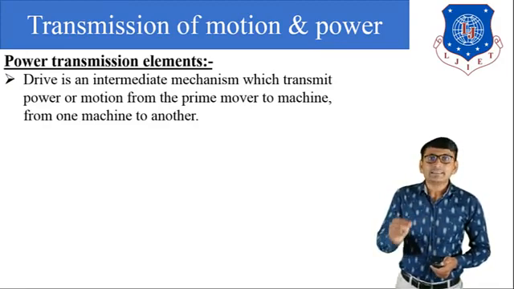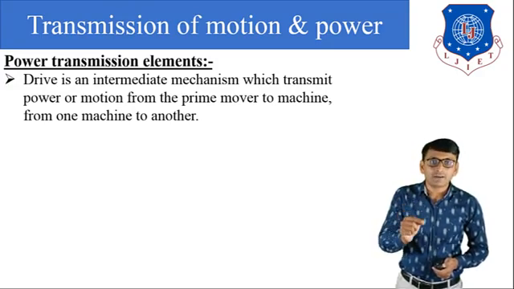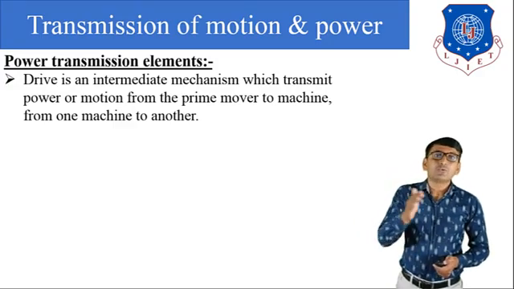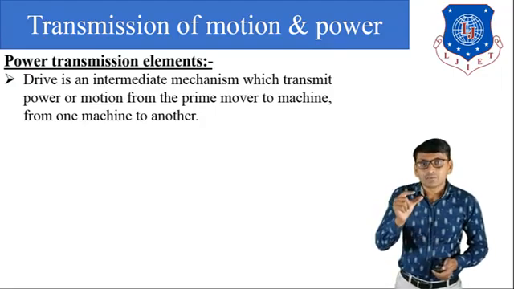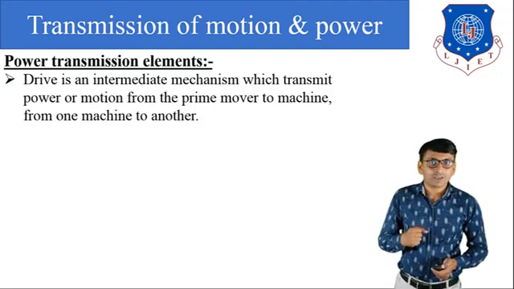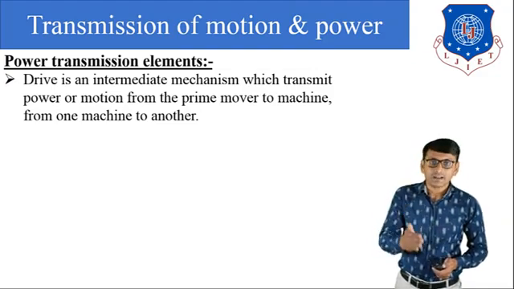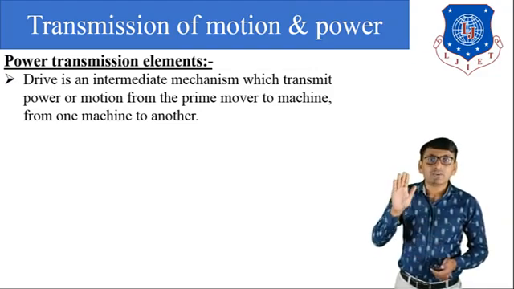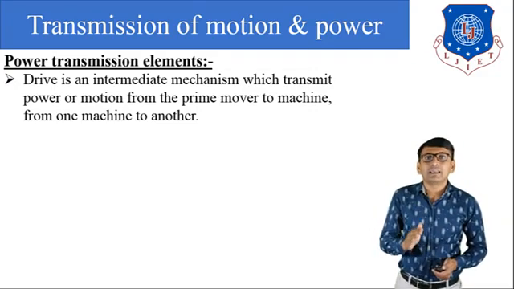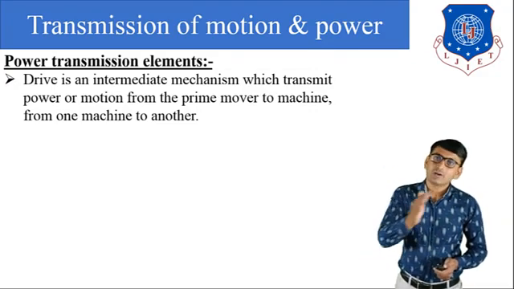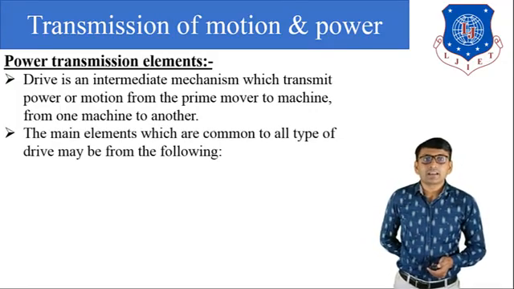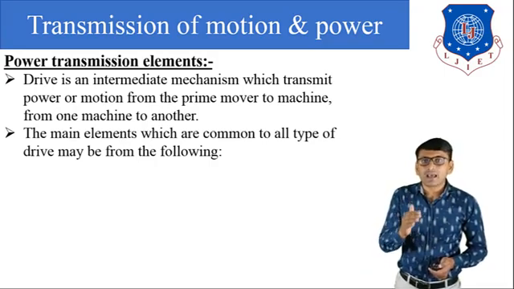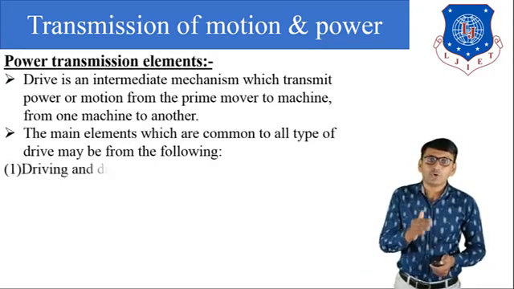So a drive is an intermediate mechanism which transfers motion and power from a prime mover to a machine, or from one machine to another machine. A drive is one mechanism, for example belt drive, chain drive, gear drive, that are used to transfer motion and power from one place to another place. The main elements common to all types of drive may be from the following.